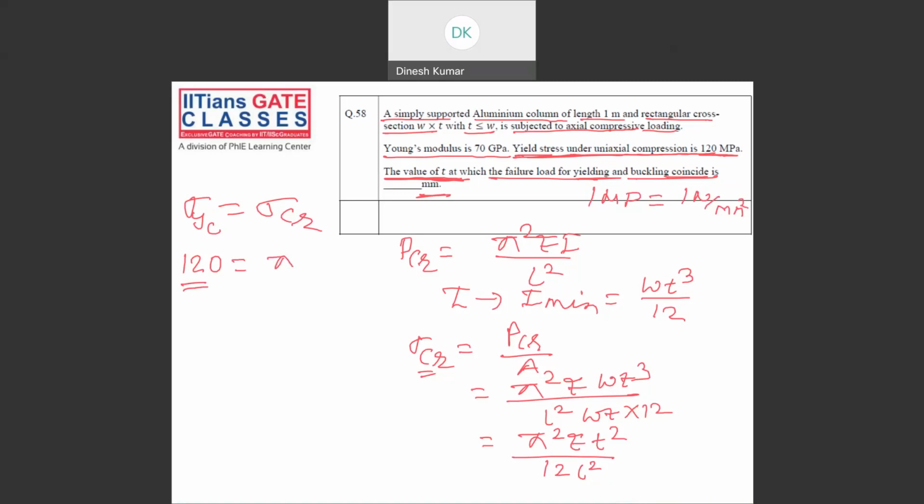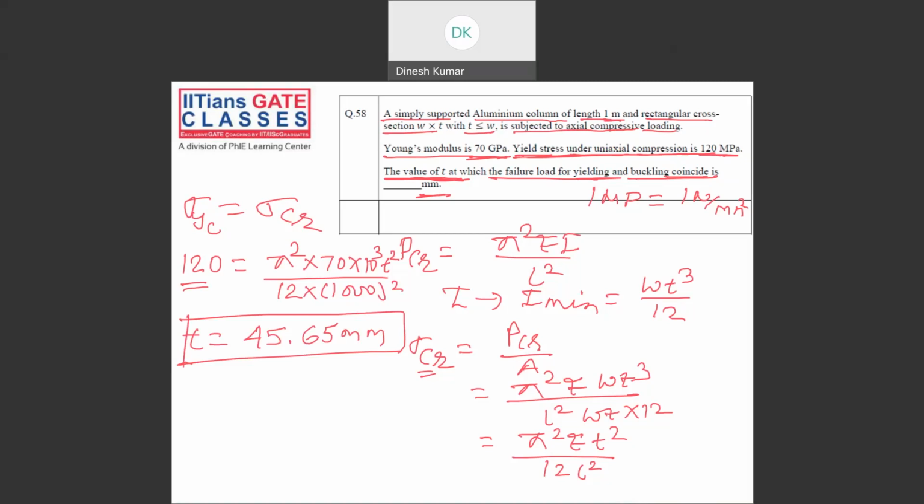So this is equal to pi square. E is how much? 70 into 10 to the power 3, and T is unknown. Why 70 into 10 to the power 3? Because it's in gigapascal, so convert it into megapascal. Now 12. Length is given as how much? It is given 1 meter, so in mm it will be 1000 whole square. So from here, if you find the T value by simplifying this, your T value will come as 45.65 mm. So you can see it's a simple and easy good question.